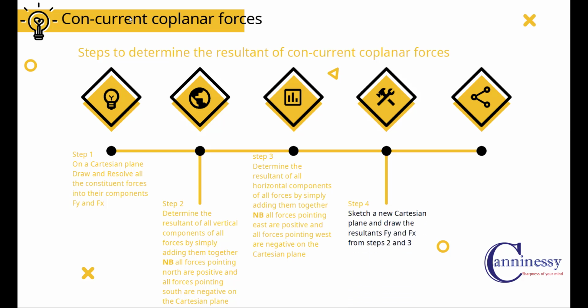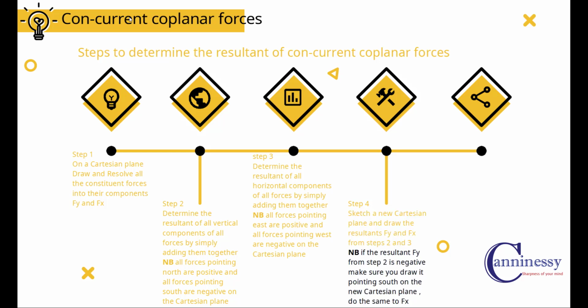Step number 4. Sketch a new Cartesian plane and draw the resultants Fy and Fx from steps 2 and 3. Note that if the resultant Fy from step 2 is negative, make sure you draw it pointing south. On the new Cartesian plane, do the same for Fx. If it's negative, it must point west.